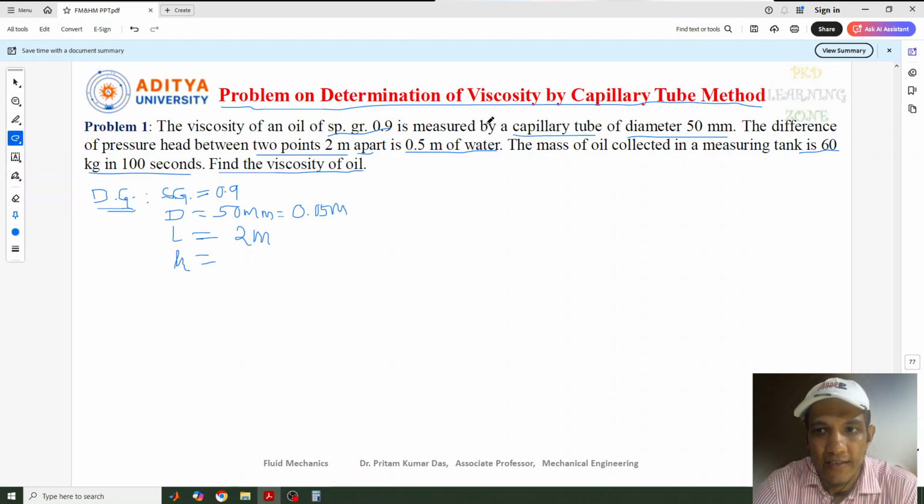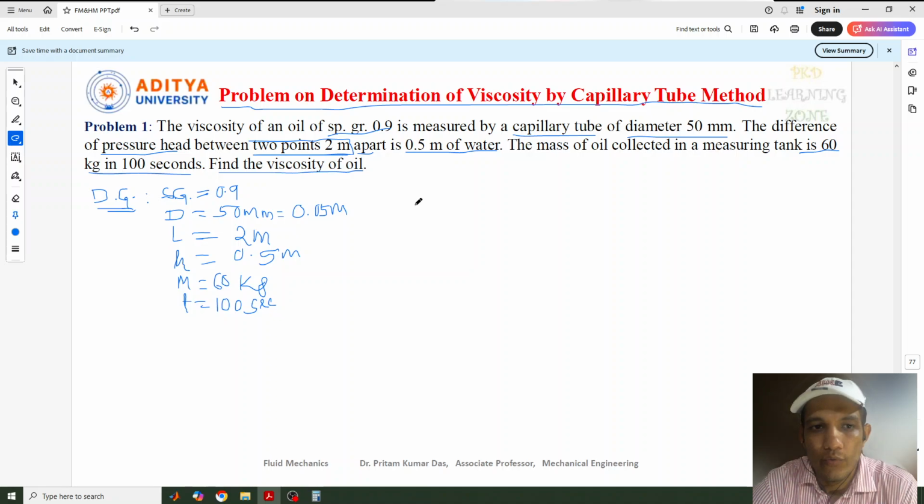That means the 2 points are 2 meter apart, and the pressure head difference is 0.5 meter. So that is H equal to 0.5. Next, the mass of oil collected in a measuring tank is 60 kg, and the time period T is 100 seconds.